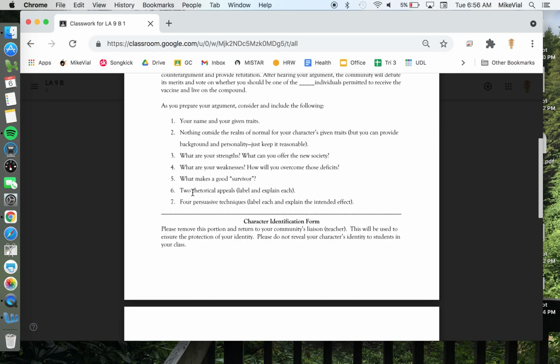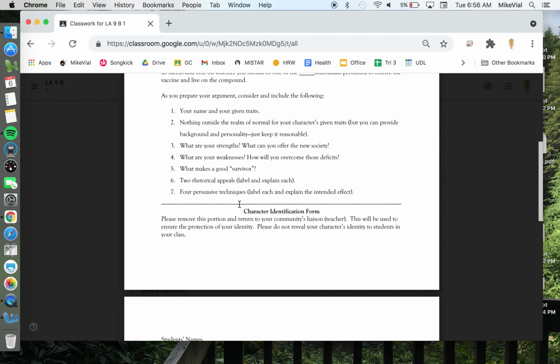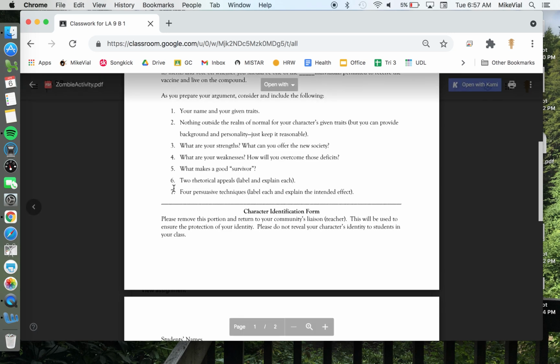But remember, you're using logic. You're using an emotional appeal. You're stating the credibility of your character. And then the 4 persuasive techniques might be you might use an analogy or metaphor. You might do a cause and effect relationship in a couple sentences. You could do a compare and contrast. You could tell a small story about your character in a couple sentences. So we'll go over 6 and 7, and you may be revising to add.